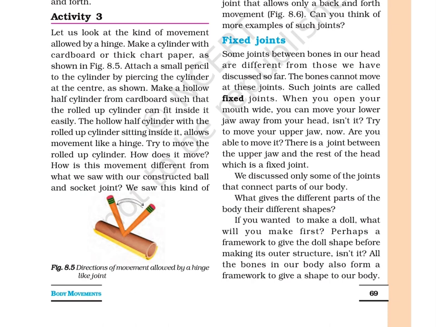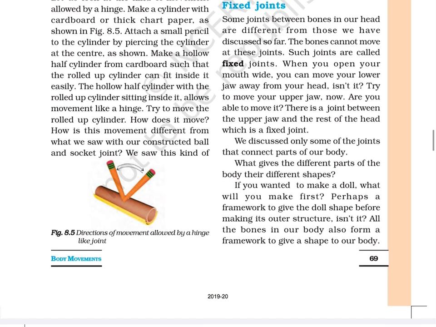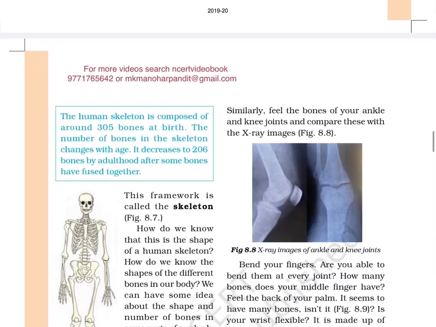We discussed only some of the joints that connect parts of our body. What gives the different parts of the body their different shapes? If you wanted to make a doll, what will you make first? Perhaps a framework to give the doll shape before making its outer structure, isn't it? All the bones in our body also form a framework to give a shape to our body.